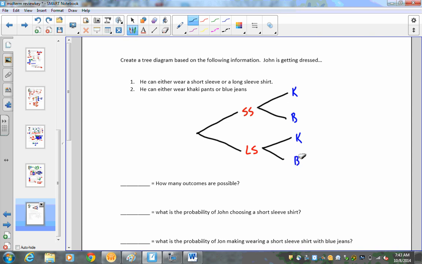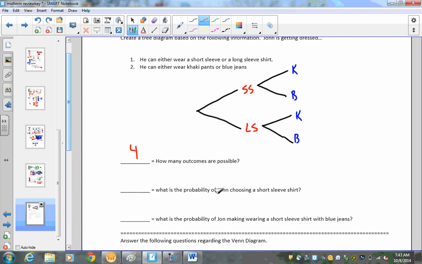All right. So from here, we're going to answer the questions. How many possible outcomes are there? We'll just add up all your final branches. That gives me a total of 4. What is the probability of John choosing a long sleeve shirt? Well, that's 1/2.